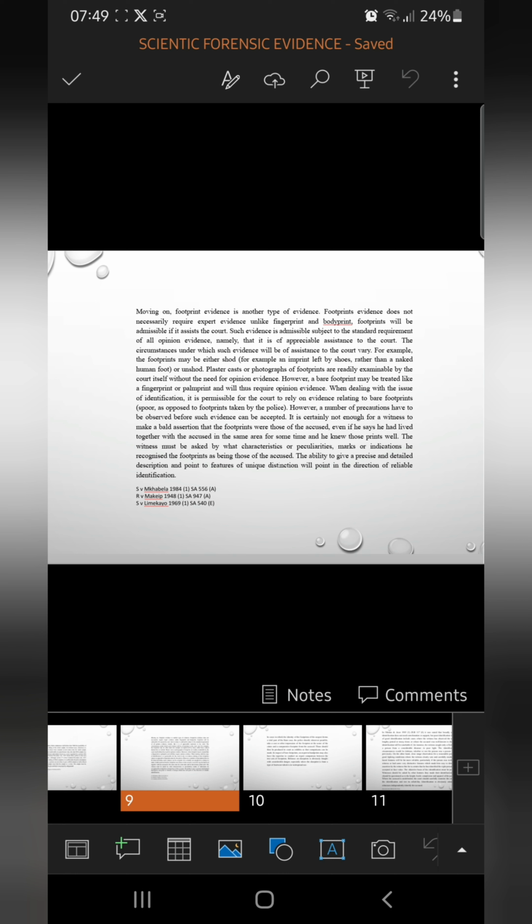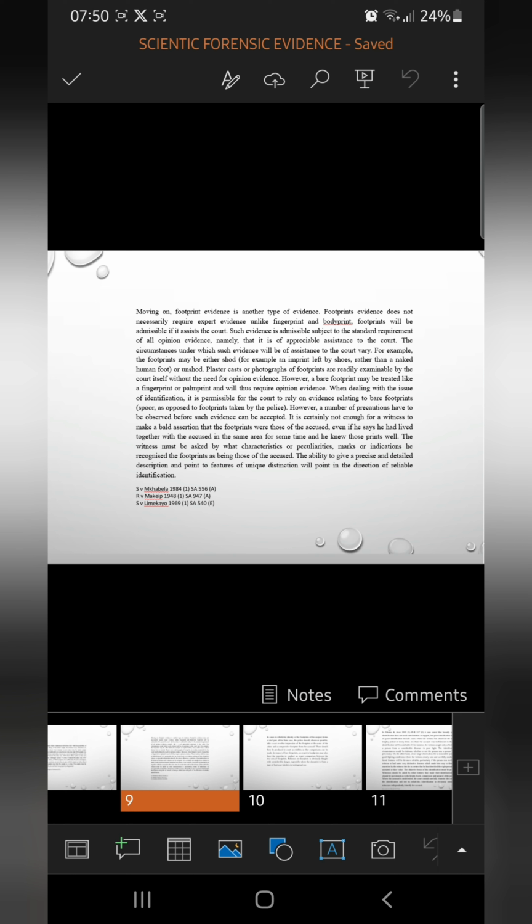For example, the footprints may be either shod or unshod. Plaster casts or photographs of footprints are readily examinable by the court itself without the need for opinion evidence. However, a bare footprint may be treated like a fingerprint or a palm print and would thus require opinion evidence. When dealing with the issue of identification, it is permissible for the court to rely on evidence relating to bare footprints. However, a number of precautions have to be observed before such evidence can be accepted.